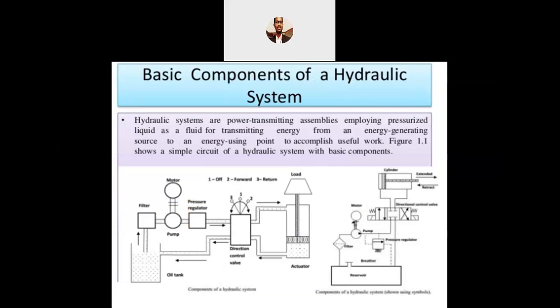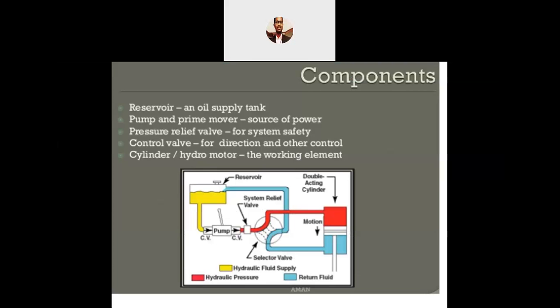I would like to continue with the same thing with these basic components: reservoir and oil supply, pump and prime mover, source of power. Pump and prime mover. Pump or it is nothing but a motor. Prime mover means nothing but a motor. Pressure relief valve or pressure control valve. Okay. Next one is control valve. That is a DCV, as I just told you. Cylinder or hydro motors. Obviously, that is there. The same thing he has given with a different sketch.